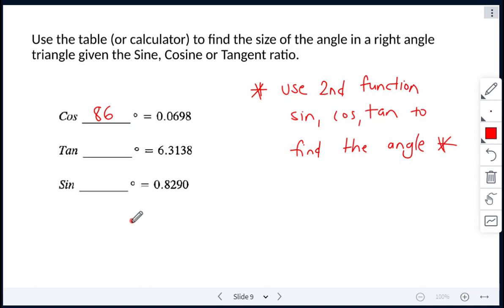You get 86 degrees. Okay, so next, to figure out this angle here, we're going to type in second function tan 6.3138, and we get our angle of 81 degrees. And the last one, we're going to type in second function sine 0.8290, and we get 56 degrees.